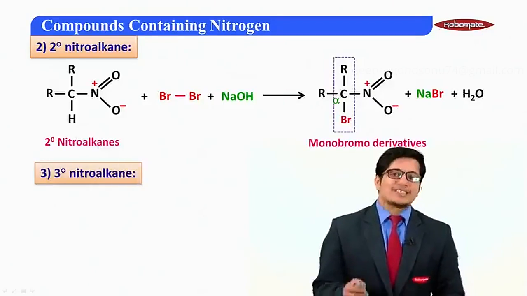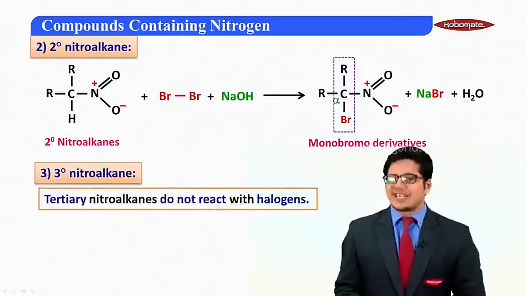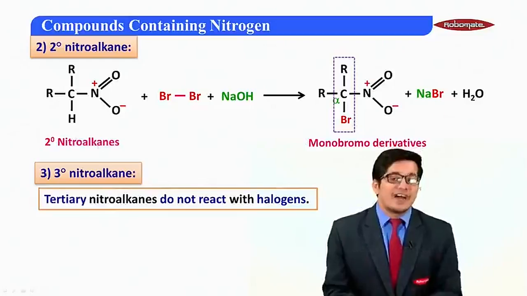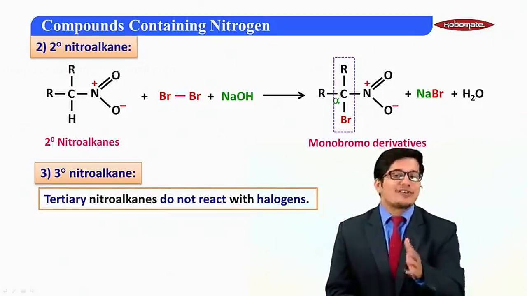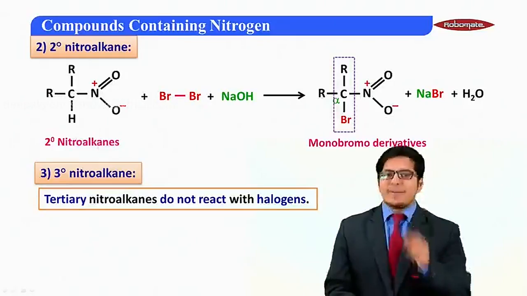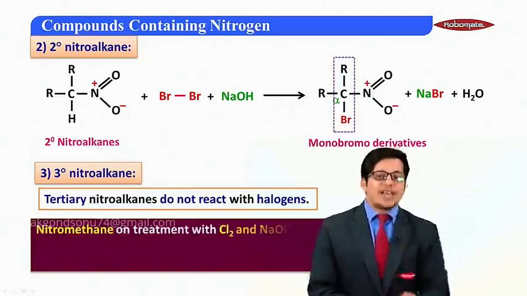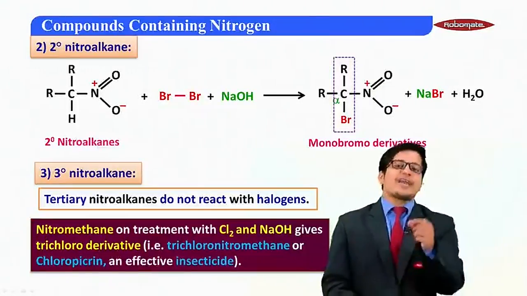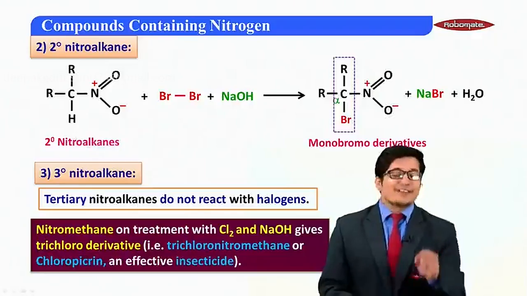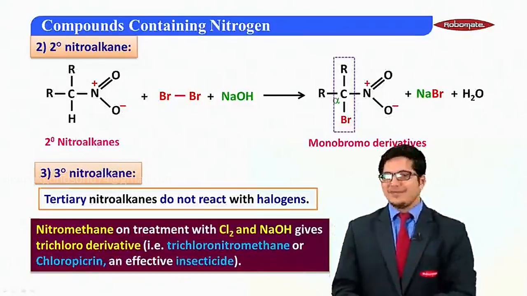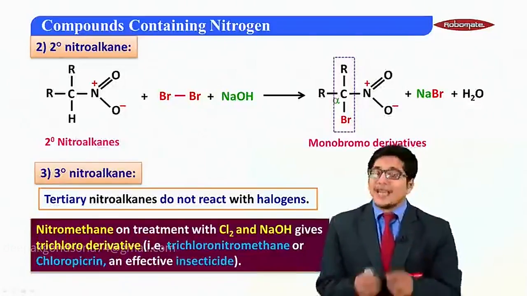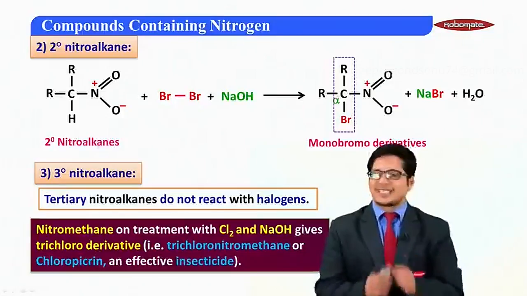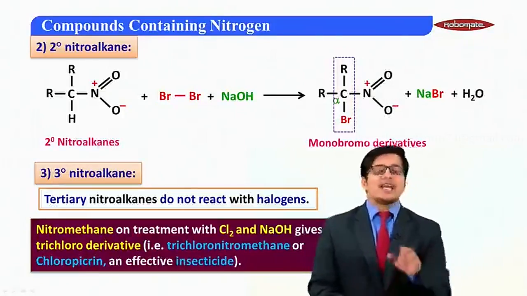Let's talk about tertiary nitroalkane. Let's take a tertiary nitroalkane, but now tertiary nitroalkane does not consist of any alpha hydrogens, so it would not react with halogens. An important note over here is, if you react nitromethane with chlorine, you would get a trichloro derivative called trichloronitromethane, also referred to as chloropicrin. And remember my students, it is a very effective insecticide. So this was all about the halogenation reactions.